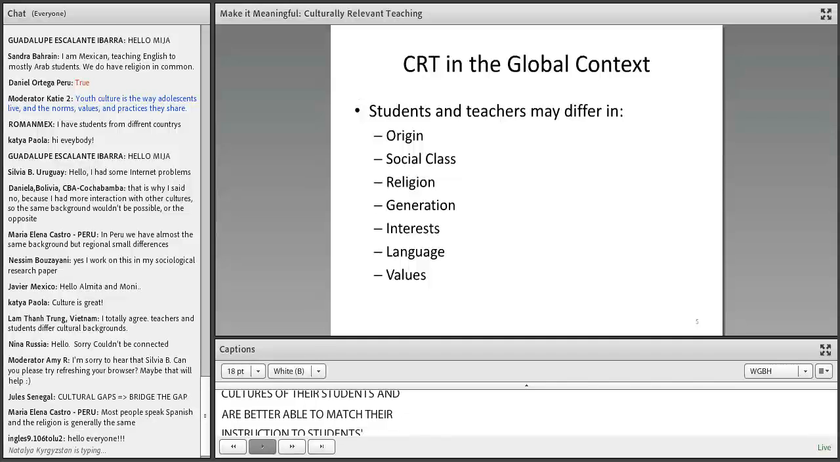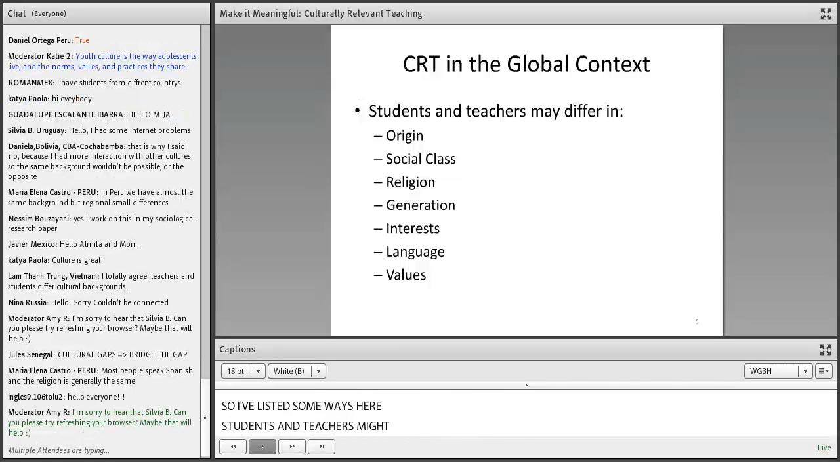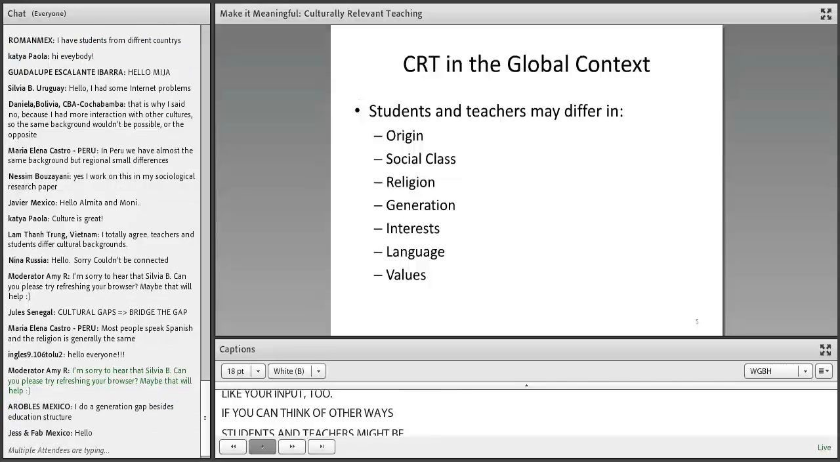So I've listed some ways here that students and teachers might vary: origin, social class, religion, generation, interest, language, values. But I'd like your input too. If you can think of other ways that students and teachers might be different, please enter it in the chat box.